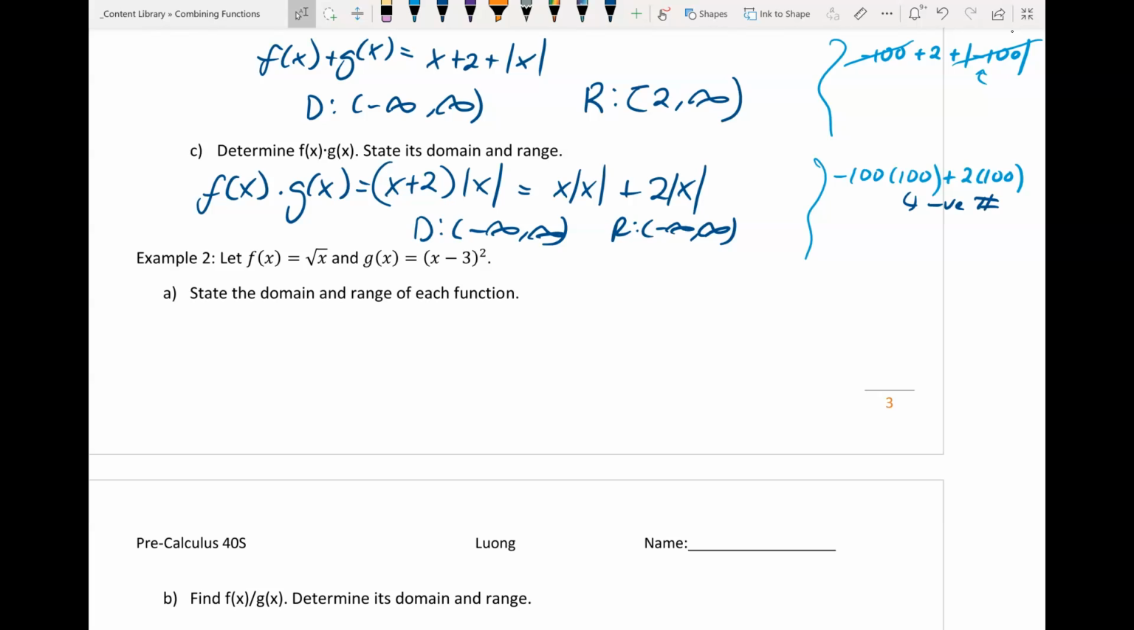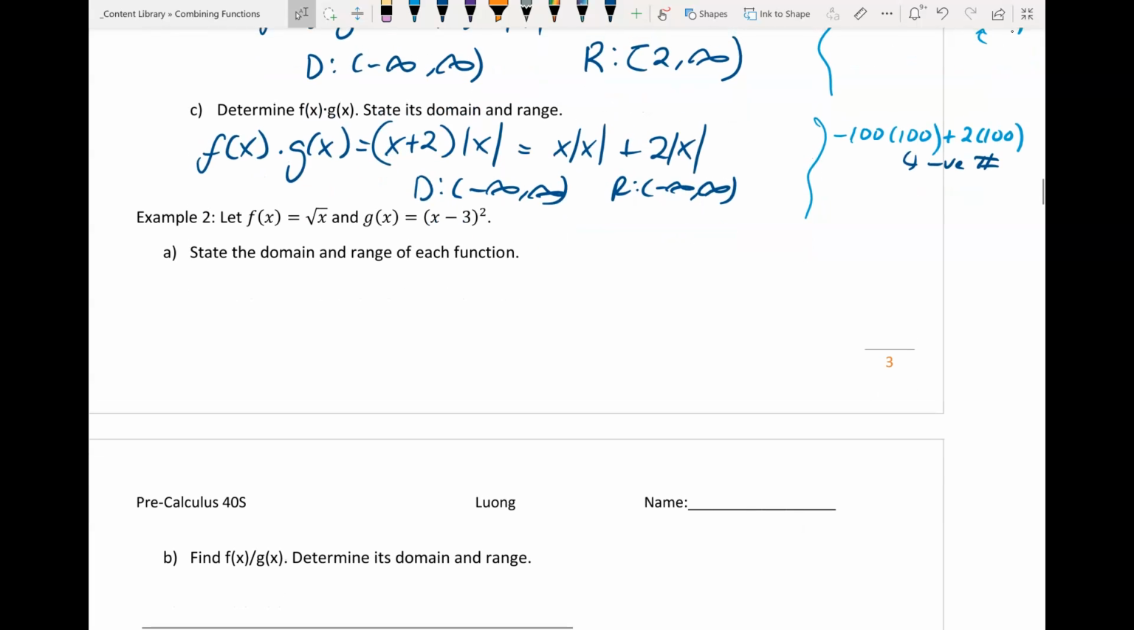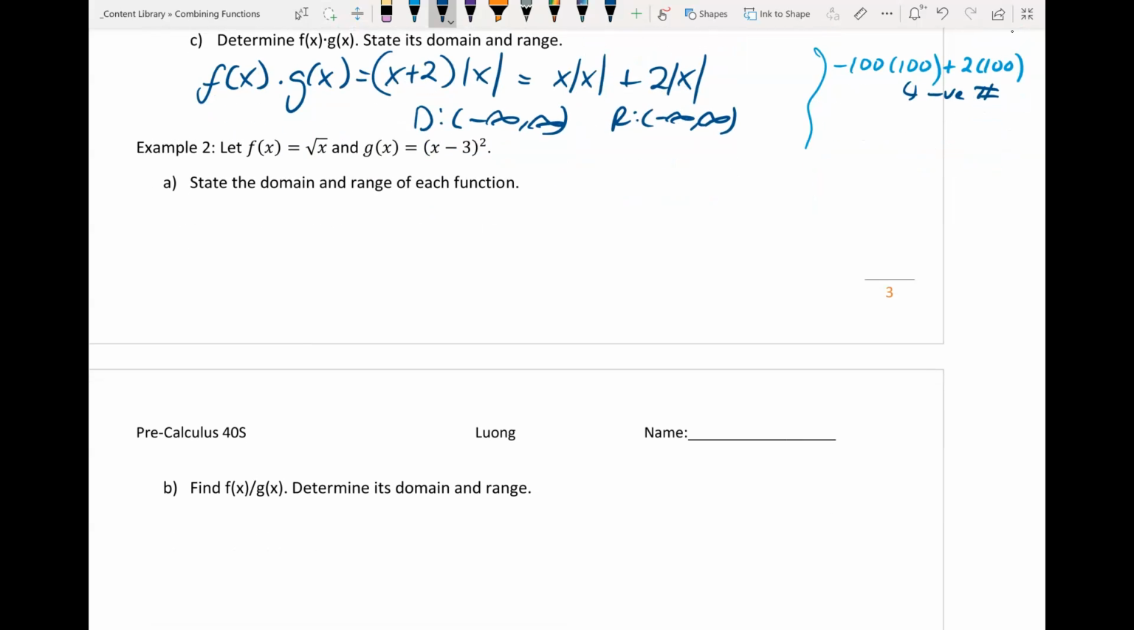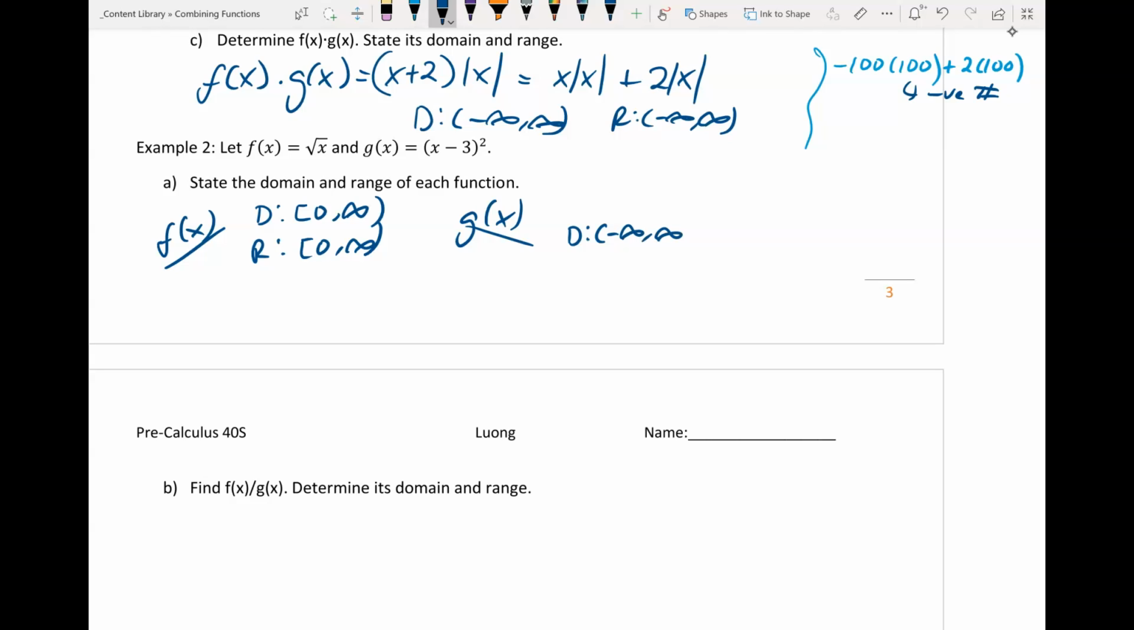In example 2, we're going to find the domain and range of each function, but we're going to find f of x over g of x. So your domain for f of x is from 0 to infinity because we can't have any negative numbers, and your range is also from 0 to infinity. Then for g of x, we have a parabola here, so your domain could be anything, but your range is going to start from 0 to infinity.